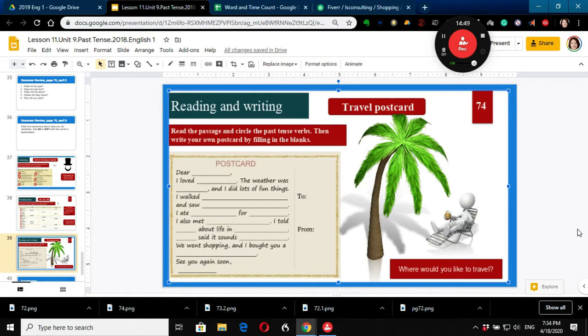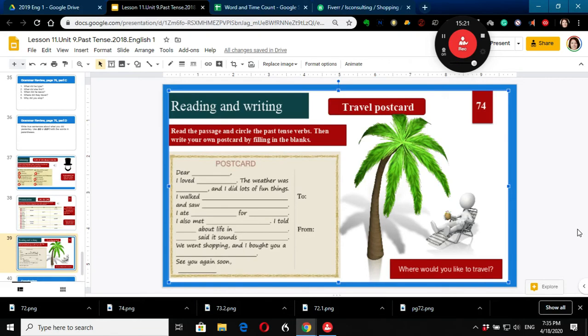Listen one more time. Dear Kwame, I love London. The weather was great, and I did lots of fun things. I walked across the Tower Bridge and saw Big Ben. I ate fish and chips for dinner. I also met our friend Ethel. I told her about life in New York. She said it sounds exciting. We went shopping and I bought you a present. See you again soon, Zoe.